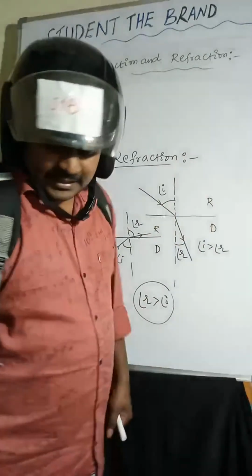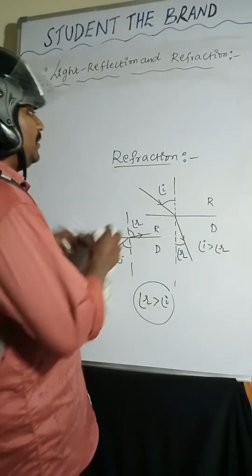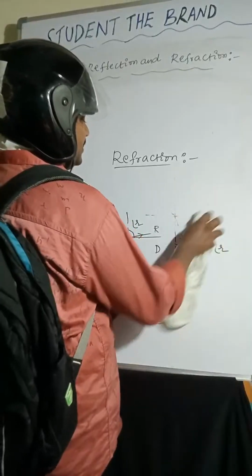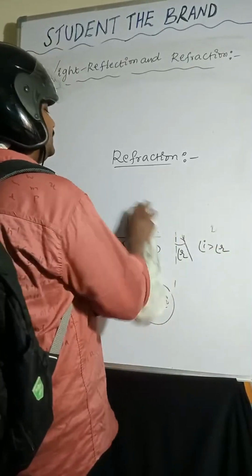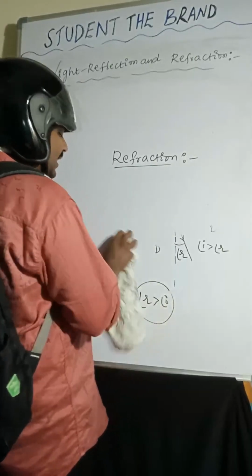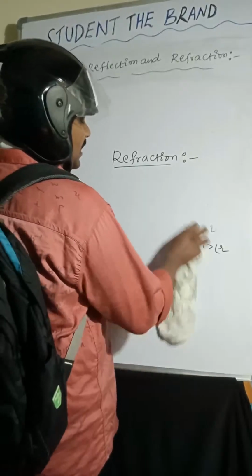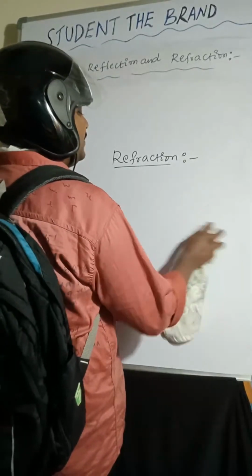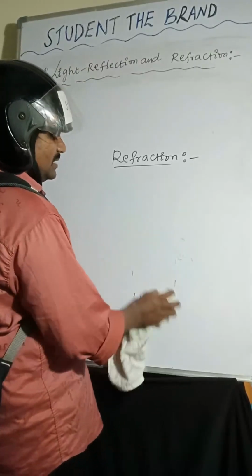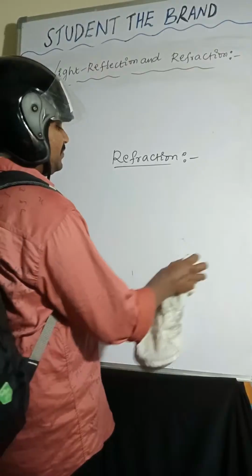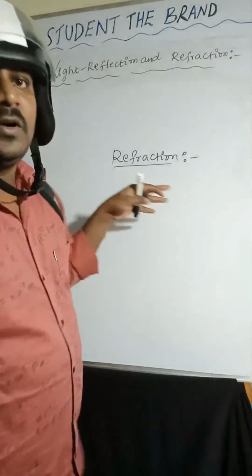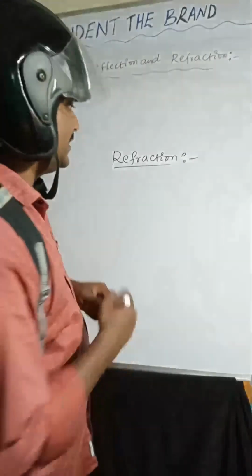Next, very important points. We will discuss those points: critical angle and total internal reflection. And here laws of refraction, or Snell's law also we can say, and refractive index we'll discuss. So two points are there, we'll discuss those two points once again.